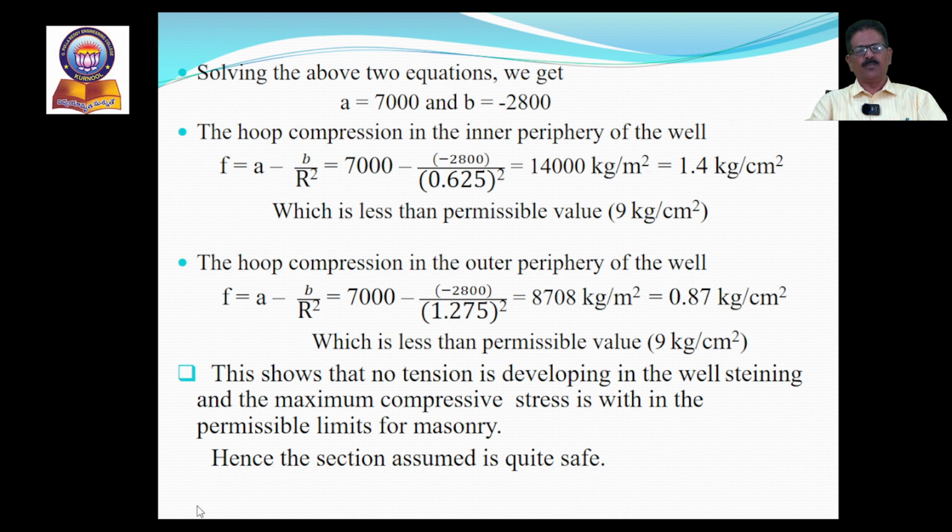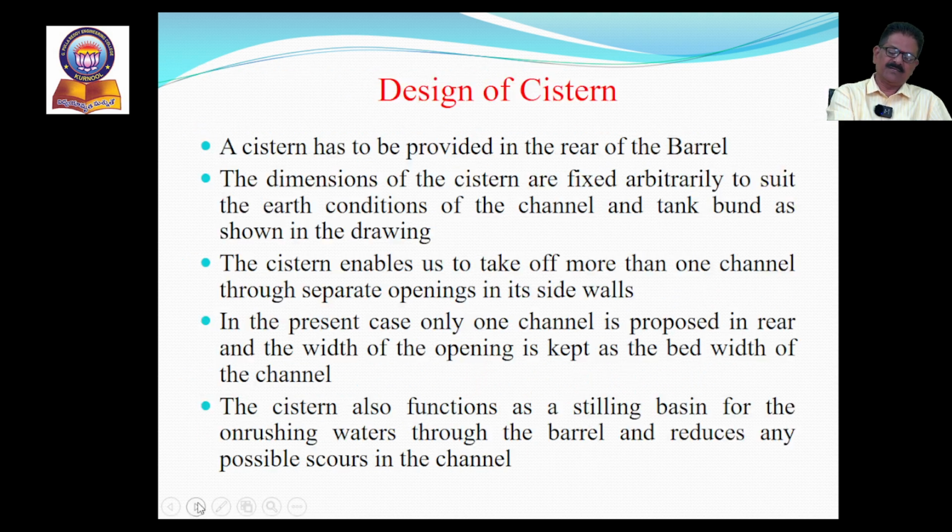So therefore, in both the cases, that means at both levels, inner periphery and outer periphery of the well steining, the hoop compression developed is within the permissible limits only. This shows that no tension is developing in the well steining and the maximum compressive stress is within the permissible limits. So therefore, the assumed section is quite safe. So accordingly, we have to check the thickness of the well steinings.